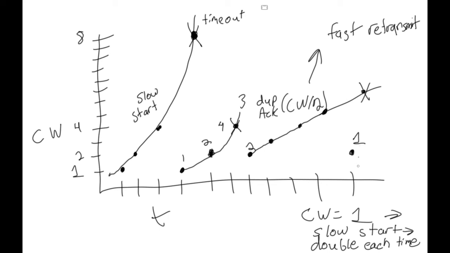So slow start only happens when the congestion window is equal to 1, and that's only for a loss or a timeout. Timeout presumably means loss. And then if you have a 3 duplicate ACK scenario, then you have to halve the congestion window. So CW divided by 2.